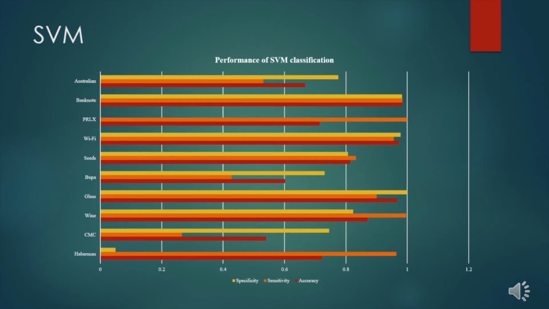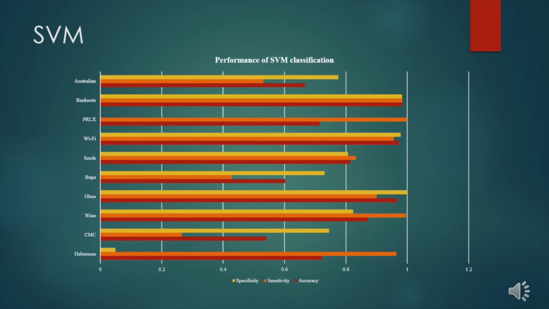From the histogram, it shows the performance of SVM classification. The x-axis represents the ratio of the datasets, and the y-axis represents the 10 datasets. So you will see different colors of the bars. The yellow one is the specificity, the orange one is the sensitivity, and the red one is the accuracy.